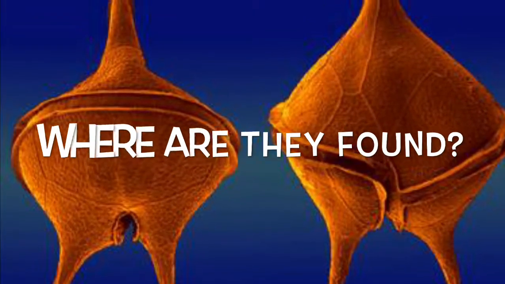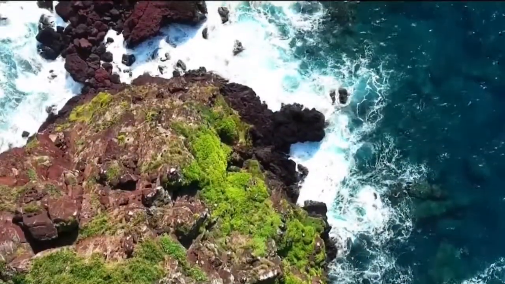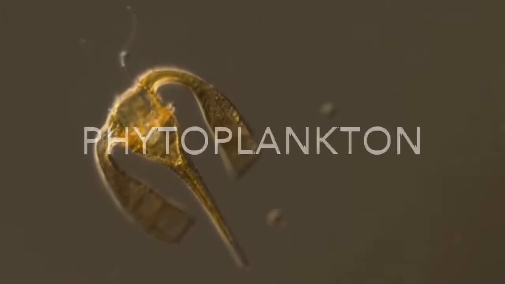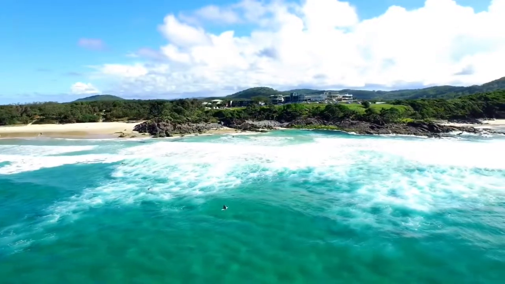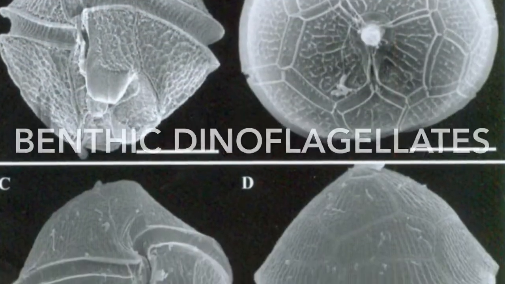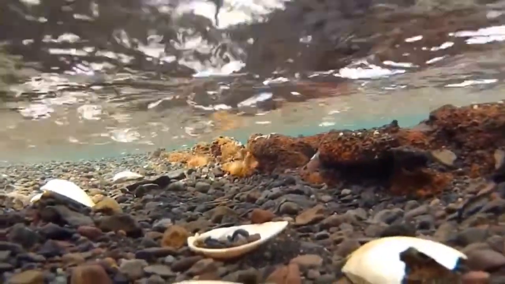Dinoflagellates can be found in most aquatic environments, in both freshwater and saltwater. Higher concentrations of the organism, specifically in the form of phytoplankton, can be found congregating near temperate coasts. Some dinoflagellates, called benthos, often inhabit underwater sediments such as sand.